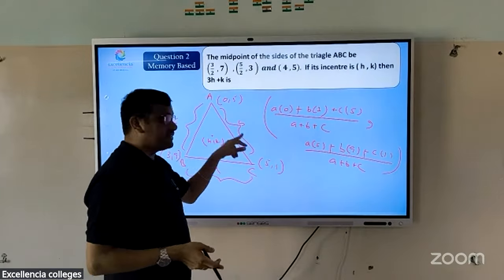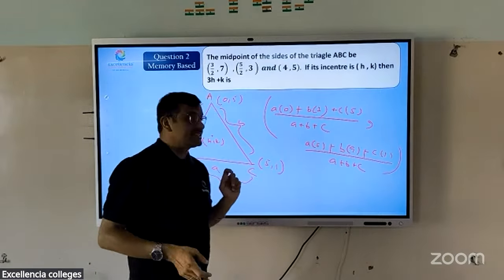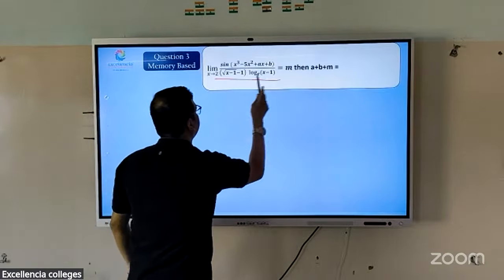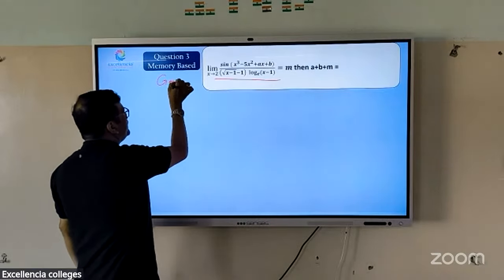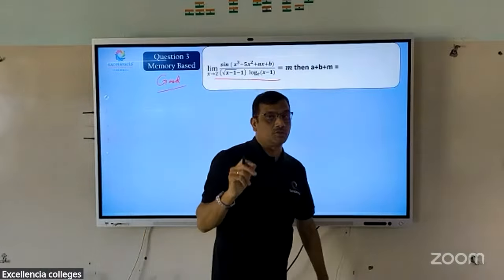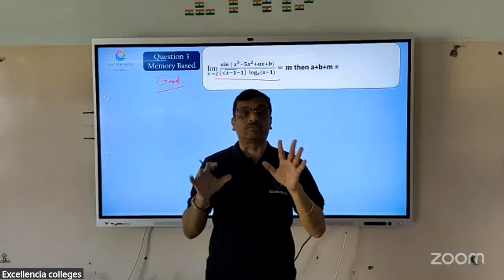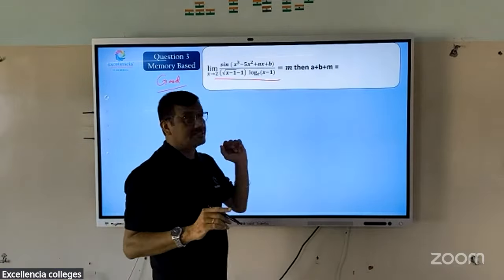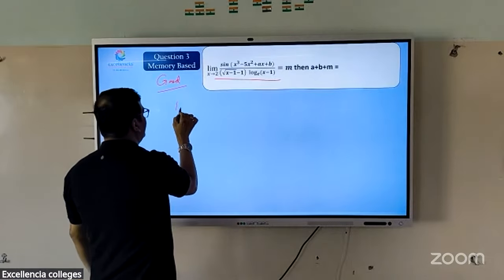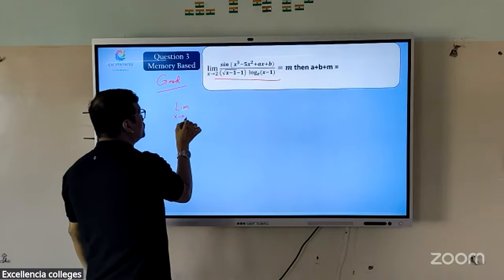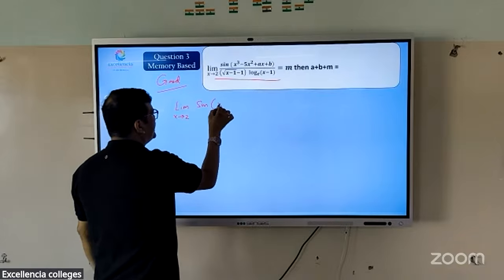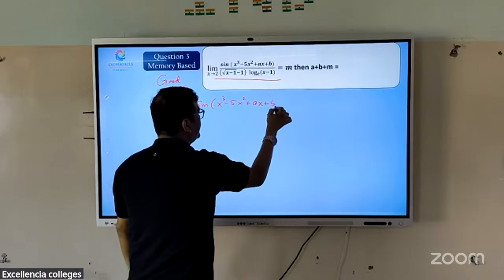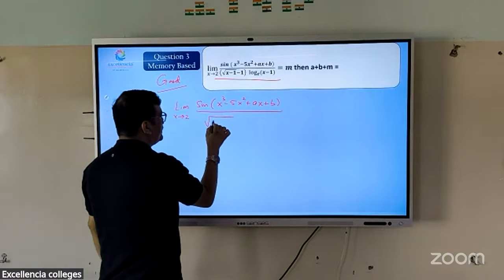Question number 3. It's a very good question. It's not tough, it's a good question. Conceptual question, because only if you have done limits properly will you get this. Limits should be of good solving sums. Here, limit x tends to 2 of sine of (x cube minus 5x square plus ax plus b) divided by (root of (x minus 1) into log of (x minus 1)).